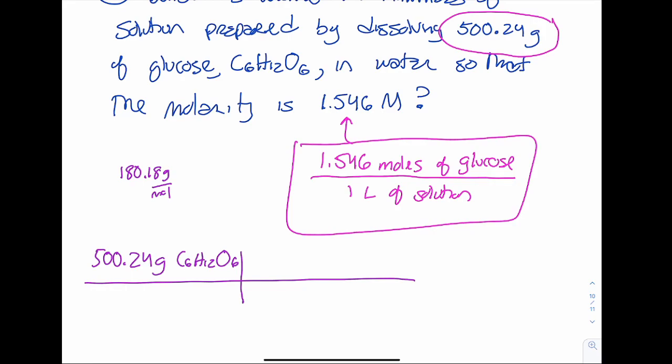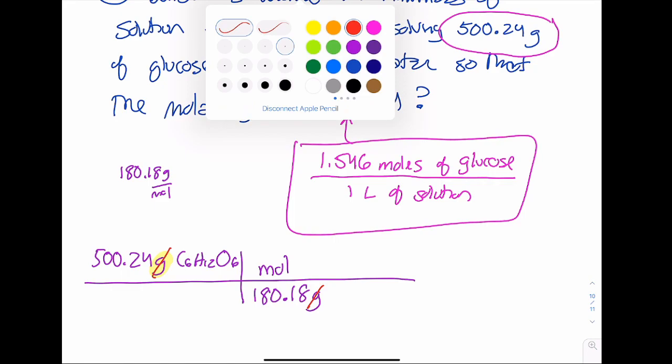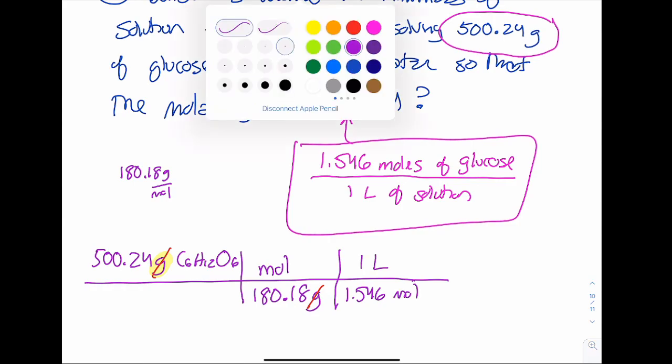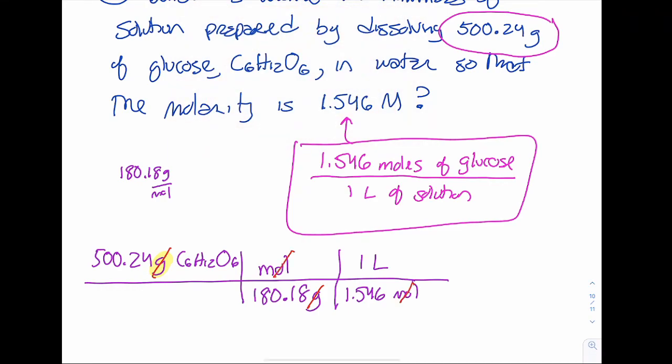So grams are on the top, right? Grams are right here. So grams are going to have to go on the bottom to cancel. So I'm going to divide by my molar mass. And those units then cancel. I now have moles on the top. So my molarity is going to have to go on the bottom. So 1.546 moles of glucose for every 1 liter of my solution. And then I cancel those out, and I end up with liters. And then we can just move our decimal place over to convert it back to milliliters.